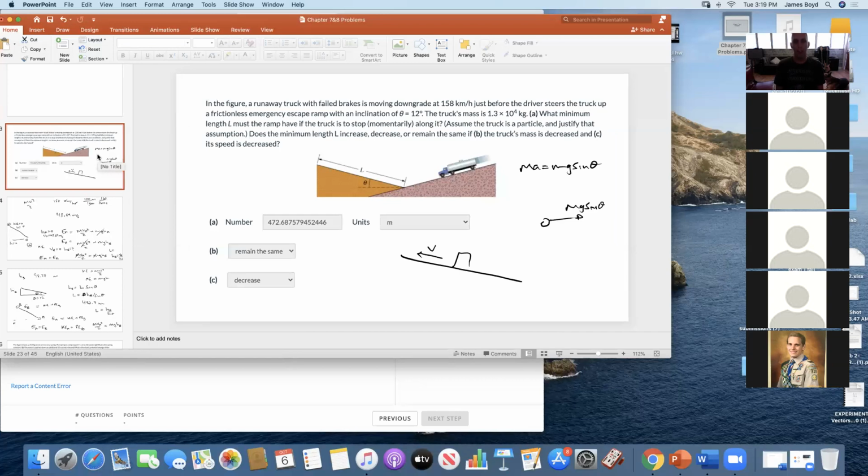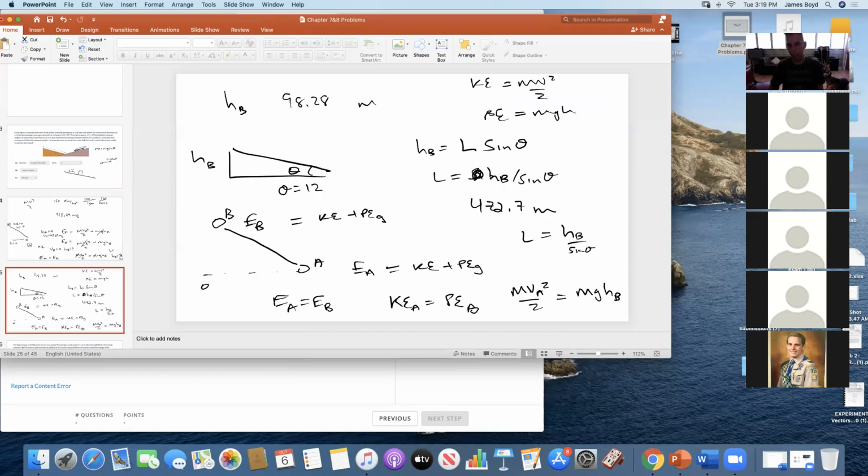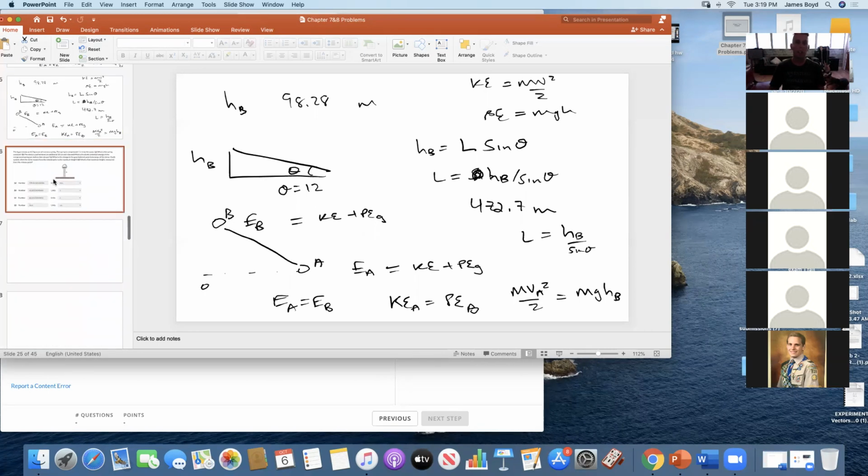If the speed decreased, would we have to increase L or decrease L? Well, L would decrease. That's because this equation right here, if V decreases, H decreases. If H decreases, L decreases. That should make sense though. If it has less kinetic energy, it doesn't need as far of a ramp to slow down to 0. But really what I want you to get in your head is you just choose 2 points, find the energy by writing mv squared over 2 plus mgh, figure out your variables, set them equal to each other, and you're done. Not too bad.